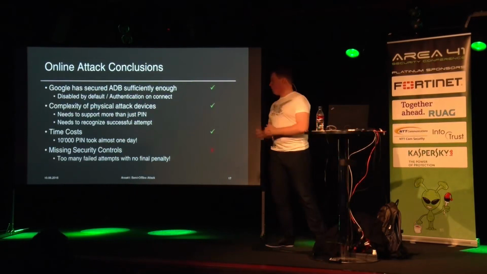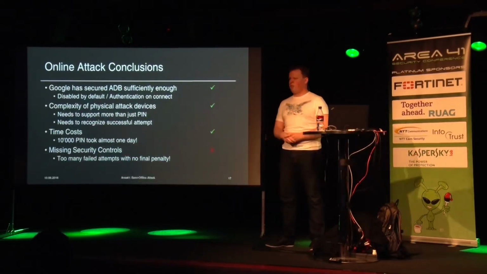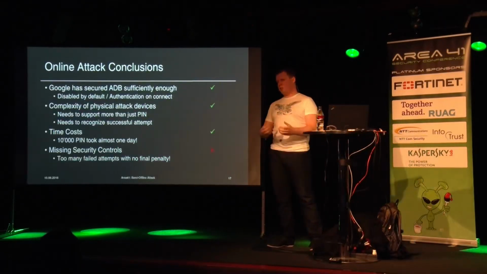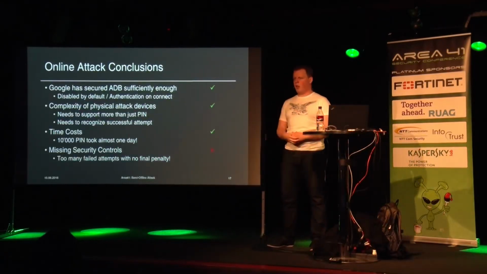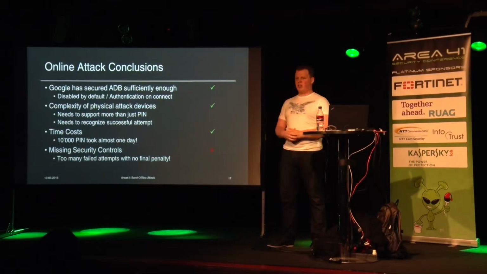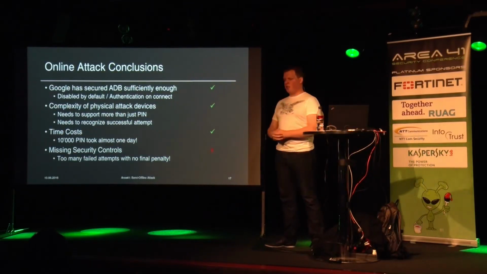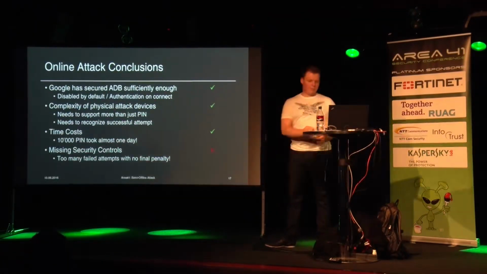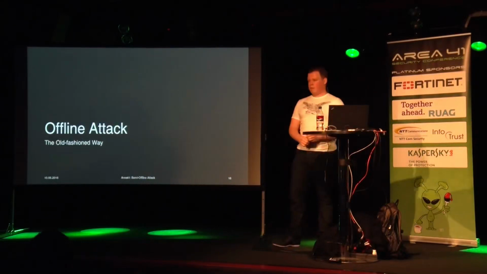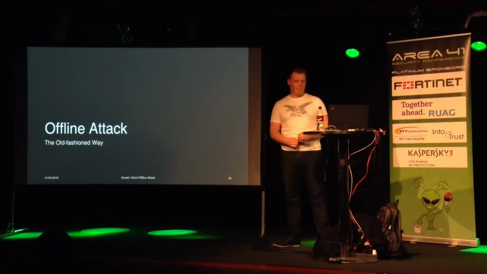So this is my conclusion for the online attack. ADB is secured sufficiently, so you need a physical device. A physical device is, well, for the PIN, probably easy to create, but for pattern and passwords it gets more and more complex. Time cost, almost a day. That's okay, it's quite long. But I missed some security controls, we could still improve that. So we have the baseline. Let's go to the second attack.